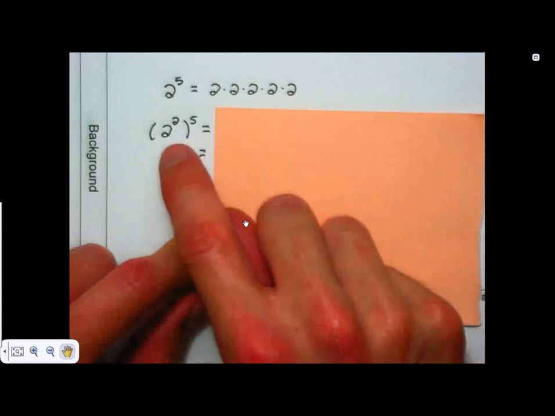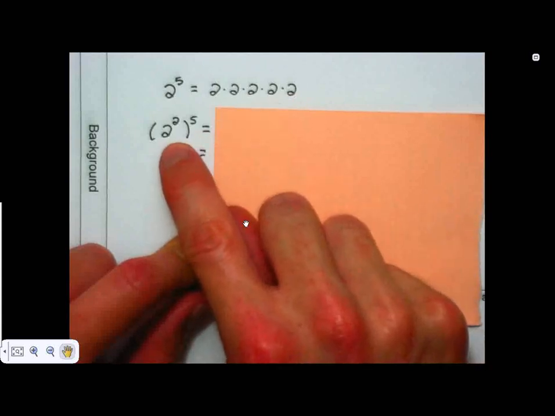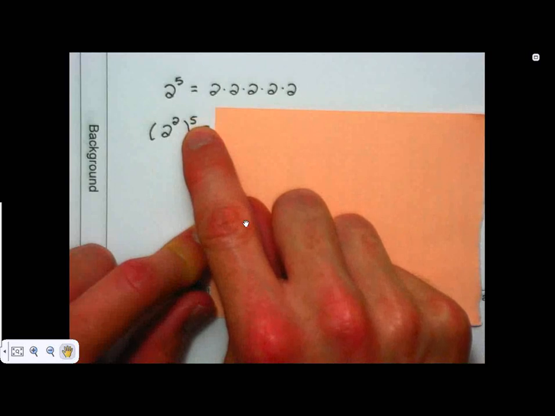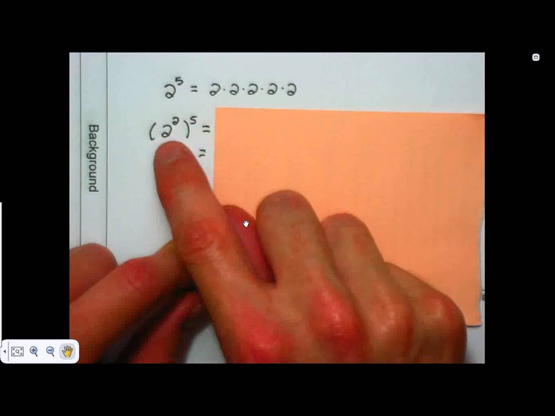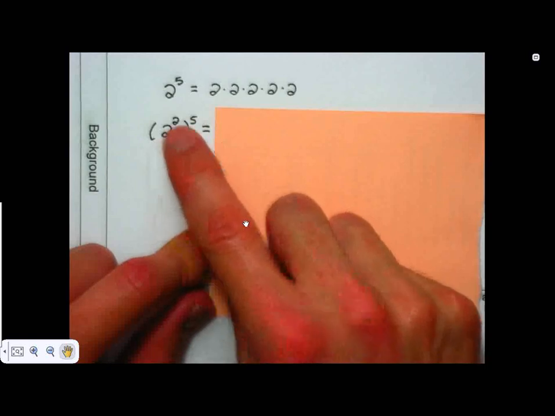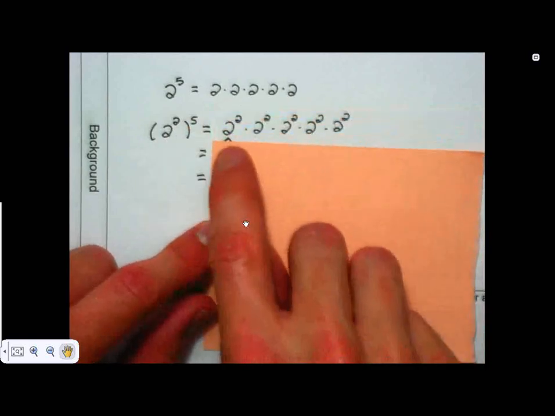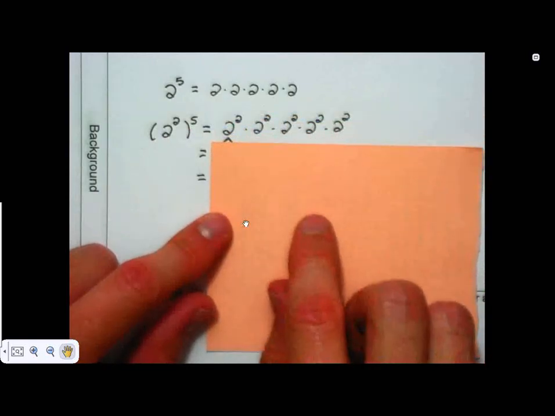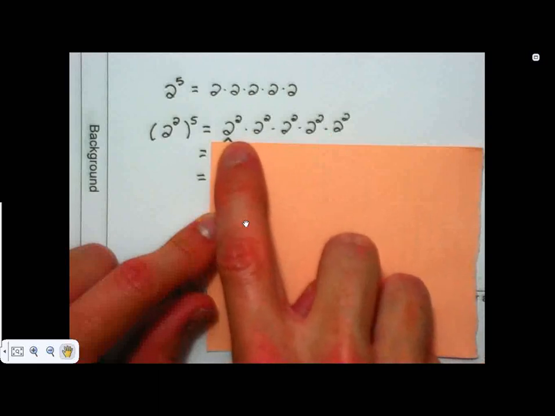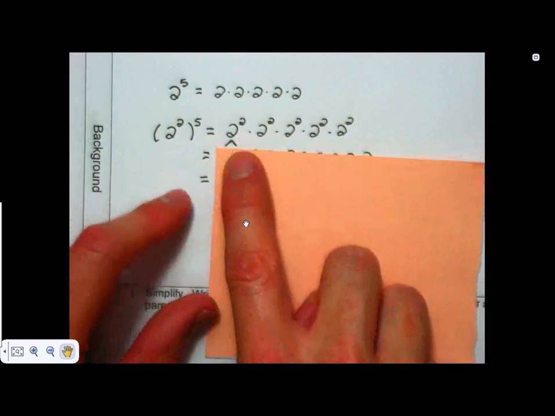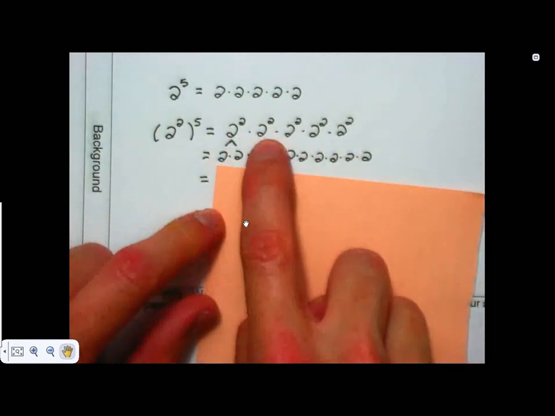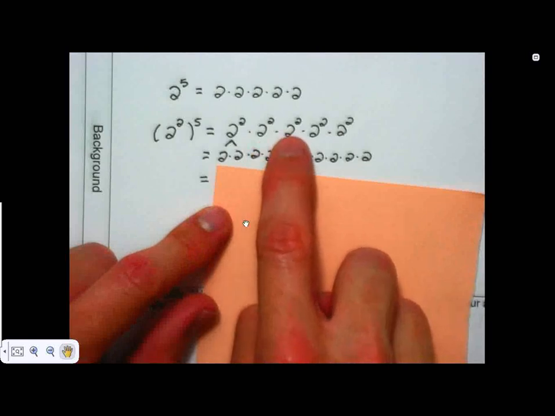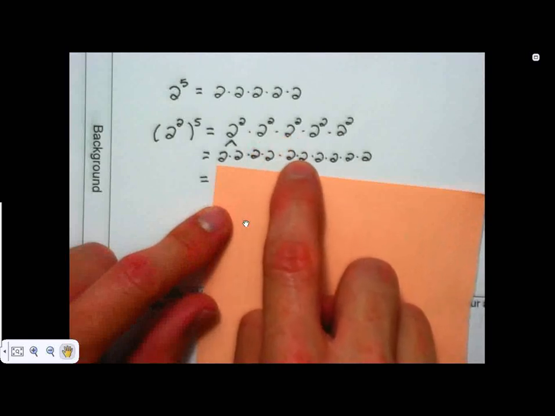So what might this expression mean? Well, again, since I have a 5th power, I know I'm going to have 5 factors of something. But that something in this case is going to be 2 squared. So that means I'm going to have 5 factors of 2 squared. Well, but each 2 squared really means that I have 2 factors of 2. So this 2 squared can be written as 2 times 2, and so on.